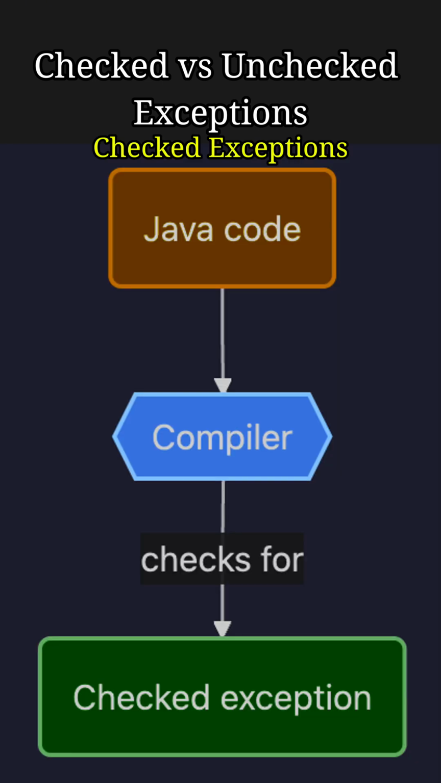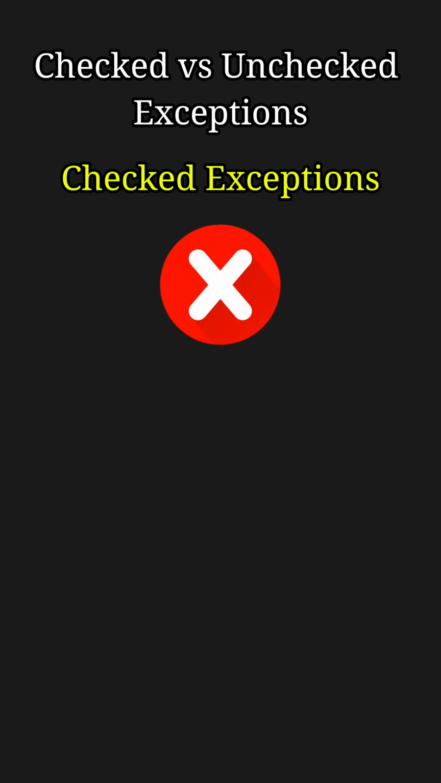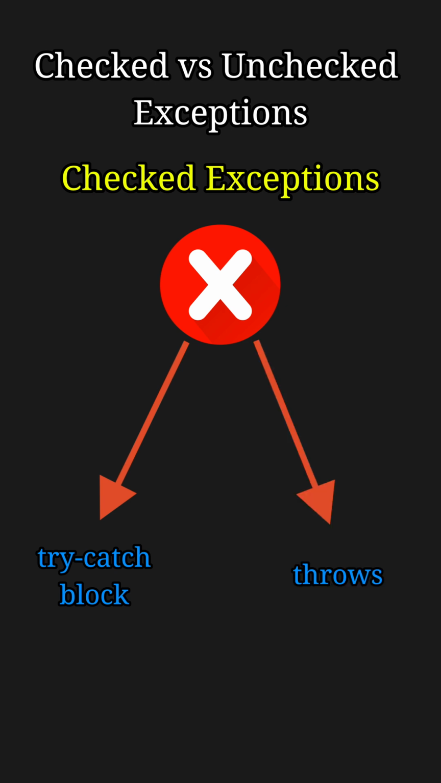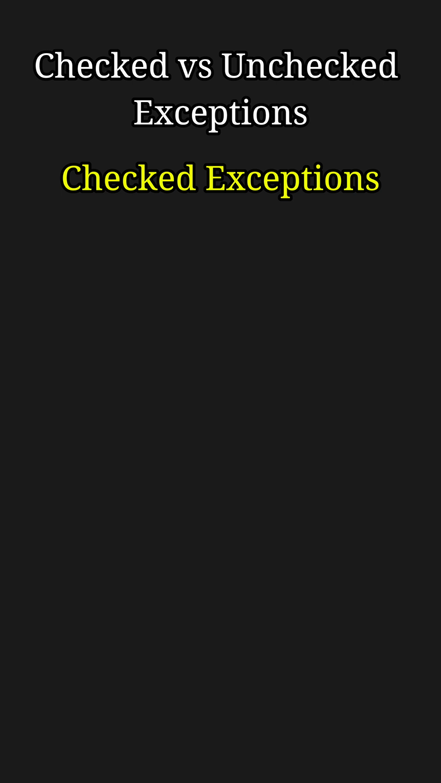Checked exceptions are checked by the compiler at compile time. This means the compiler enforces you to handle these exceptions using either a try-catch block or by declaring them in the method signature with the throws keyword. Some examples of checked exceptions are IOException, which occurs when performing file IO operations, or SQLException, which happens when interacting with a database.